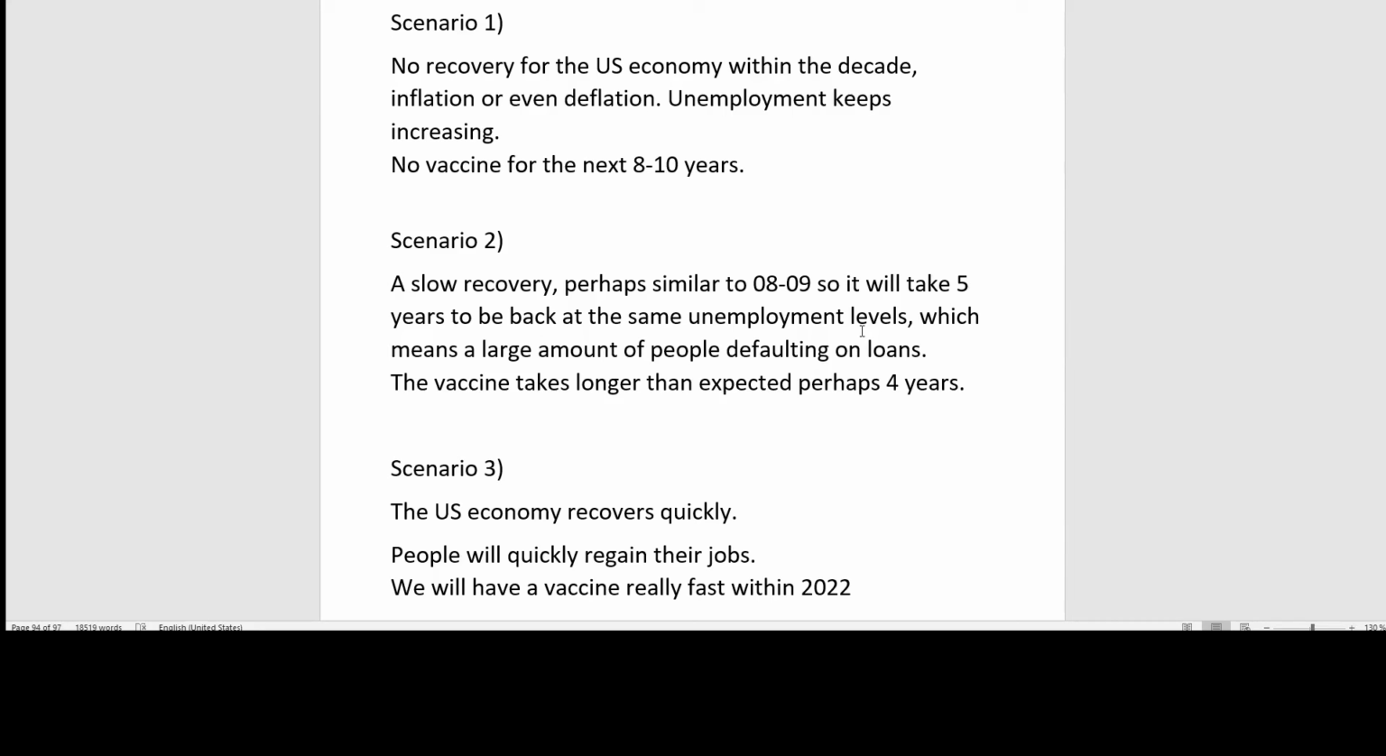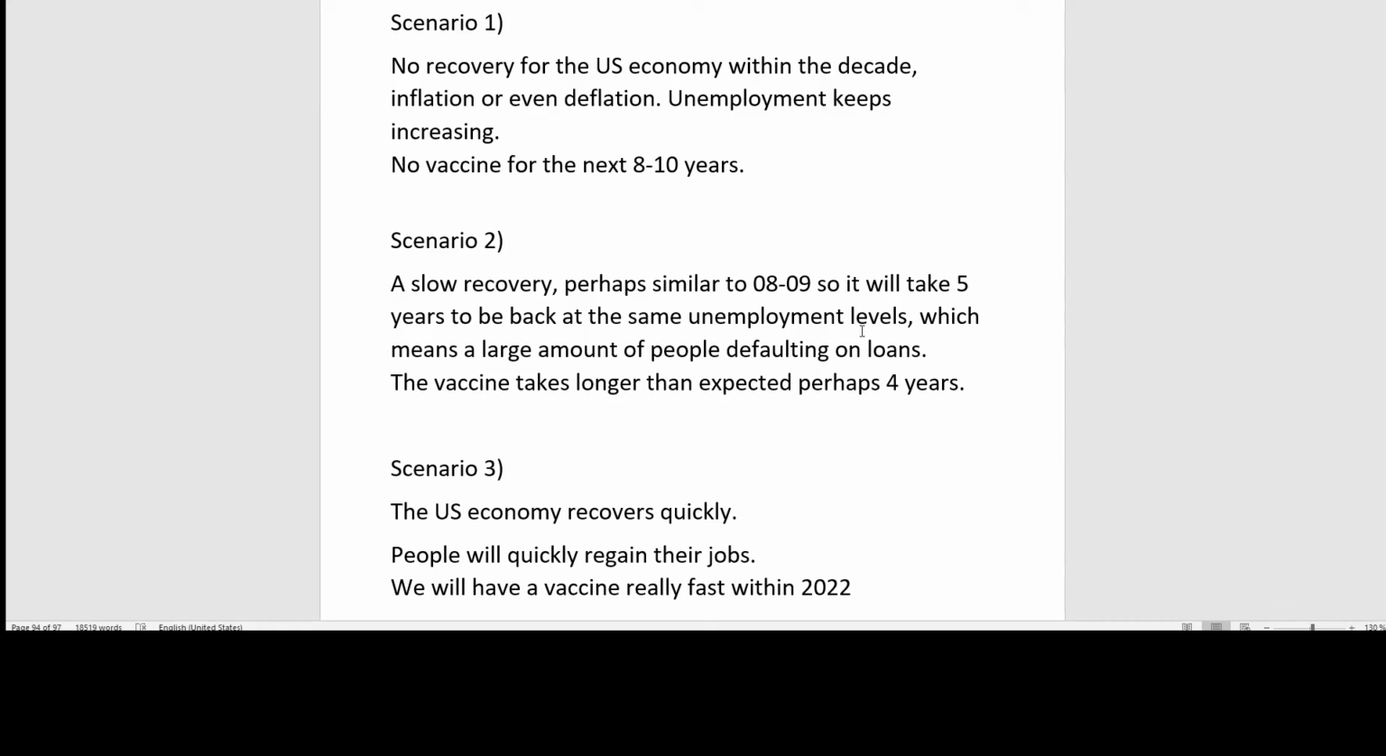So in my first scenario, there will be no recovery for the US economy within this decade, meaning for the next 10 years, we will not come back to the same levels which we were at before this crisis. So there will be perhaps low inflation or even deflation, as we have seen in Japan. Unemployment will keep increasing, and we won't see a vaccine until the end of the decade. So this is really a harsh outlook.